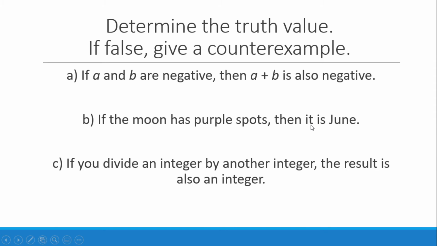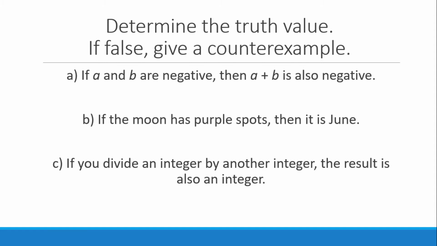So, if A and B are negative, then A plus B is also negative. If the moon has purple spots, then it is June. Okay, so let's ask a question. Which statements would be logically true? Not necessarily useful, but would they be true? So if A and B are negative, A plus B is also negative.